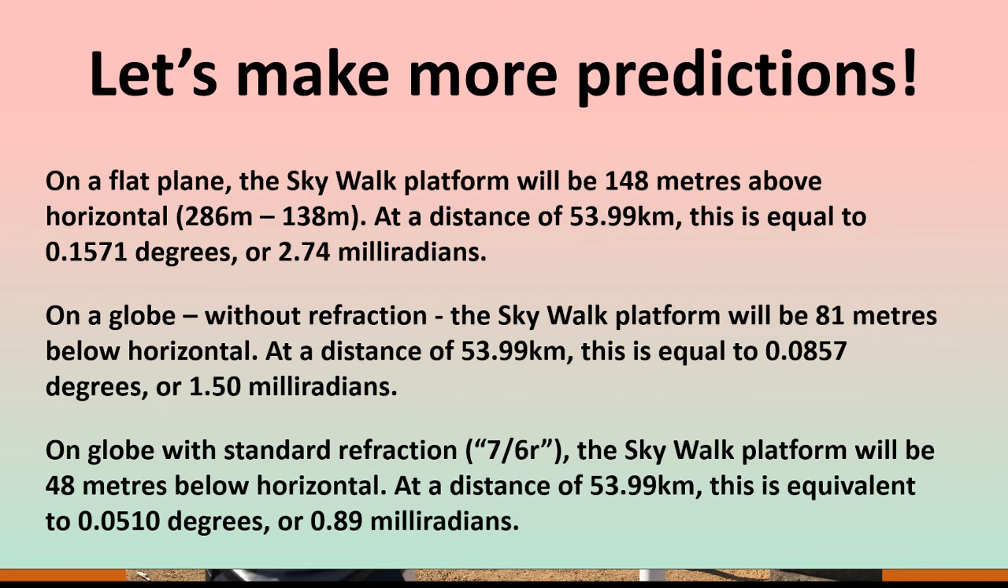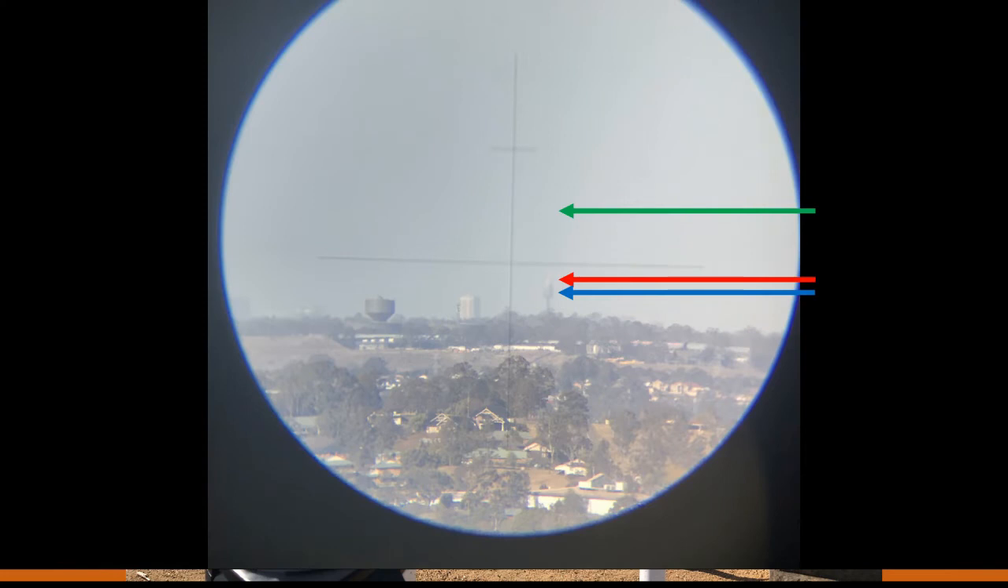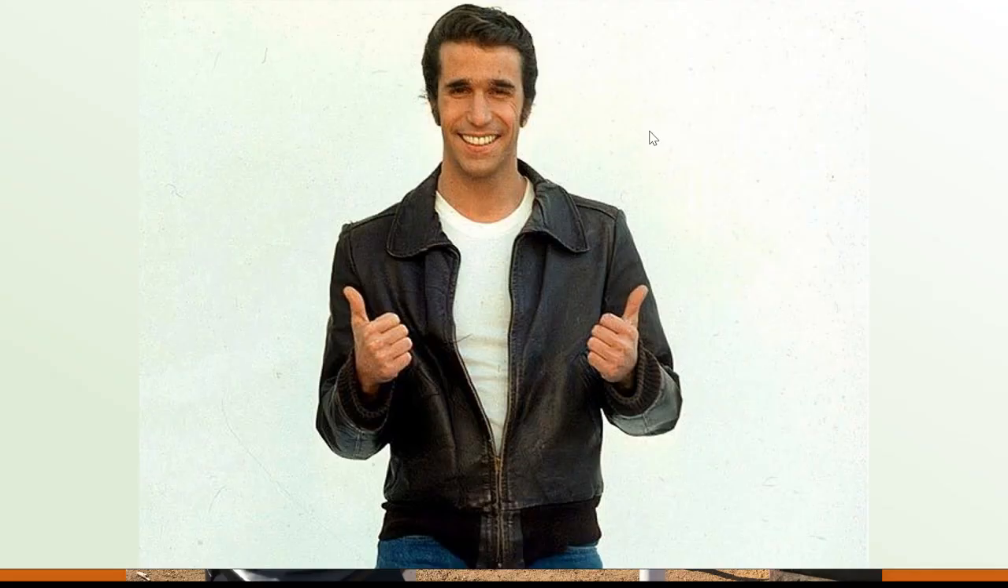So I'm not even going to bother masking out the bottom of this photo. I think it's pretty obvious what's going to happen. The flat Earth prediction, miles off. The globe without refraction prediction, pretty close, and the prediction with standard refraction is even closer. So that, I think, is 2 out of 2 for the globe.